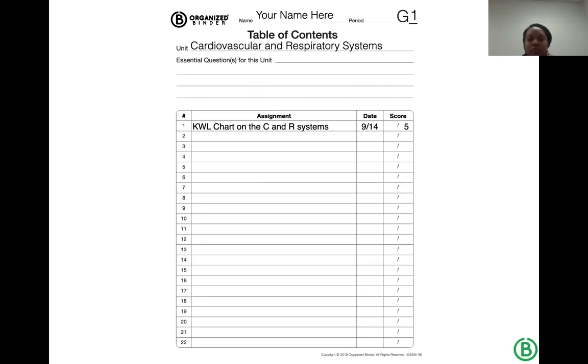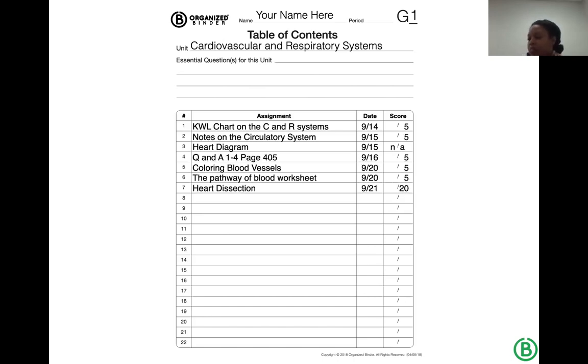It might be something that they create on binder paper or line paper, or something I copied and give to them. They write it down, the date and the score, and then we move on to the lesson. Next day, here's a couple things. You can notice that heart diagram doesn't even have any point value, but it's part of our unit, because although my daily lesson plan is important, this sequencing is just as important.